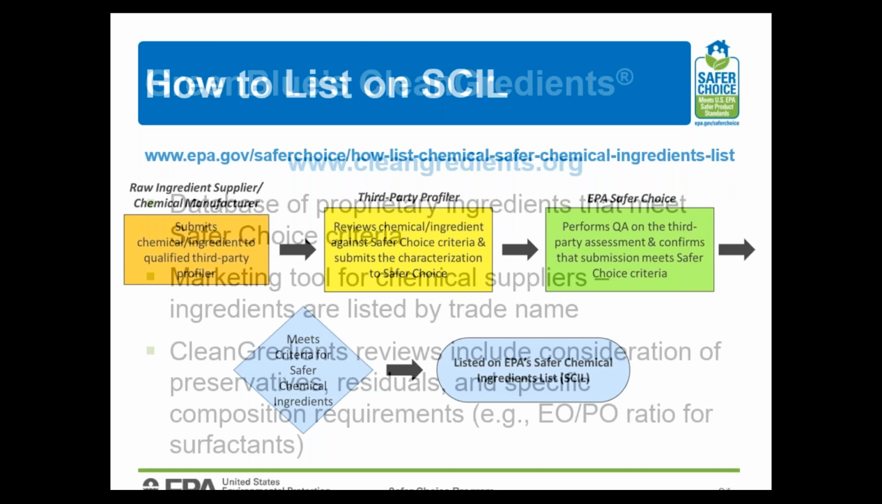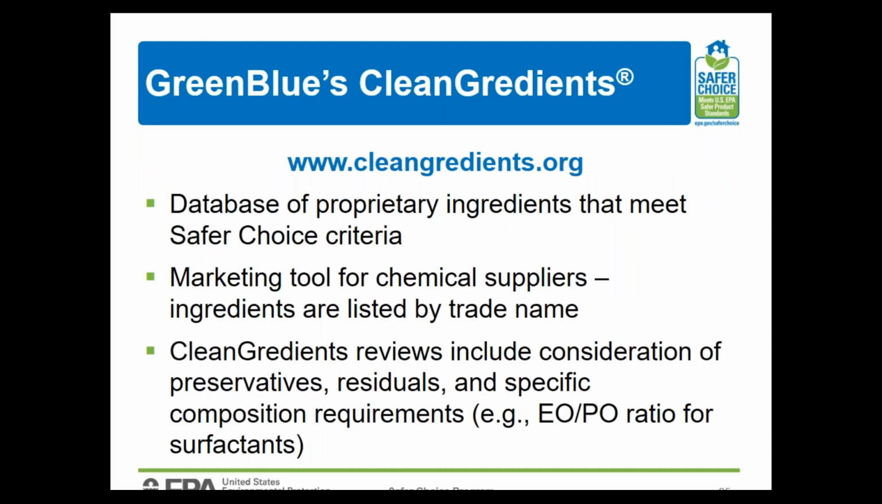So much like SCIL, the Clean Ingredients list is a little bit different. We do deal with some suppliers out there who work in proprietary ingredients, say a surfactant blend. So things like that, since they're not individual chemicals, don't go on SCIL, but instead wind up on GreenBlue's Clean Ingredients list for people formulating these products to choose from, which is also a good marketing tool for those suppliers that lets them get those chemicals out there to show that they're easily available for formulating green products.